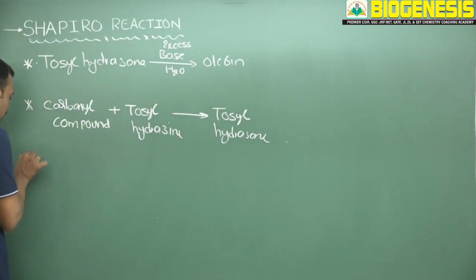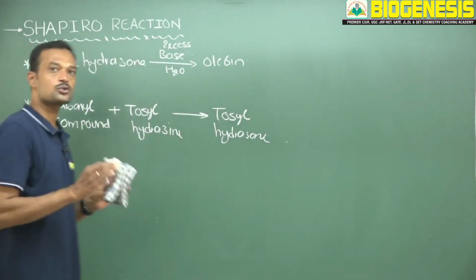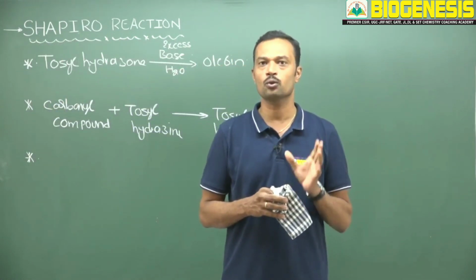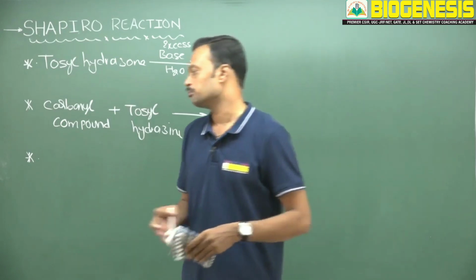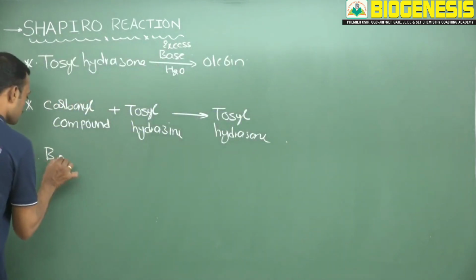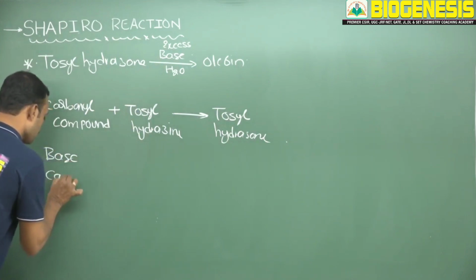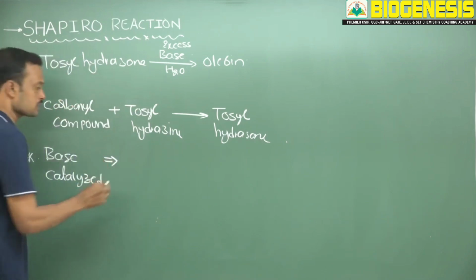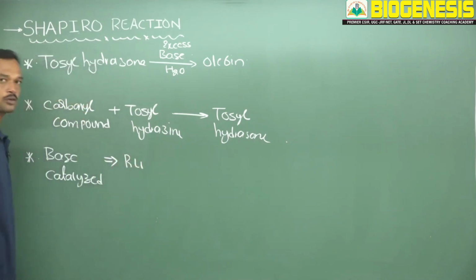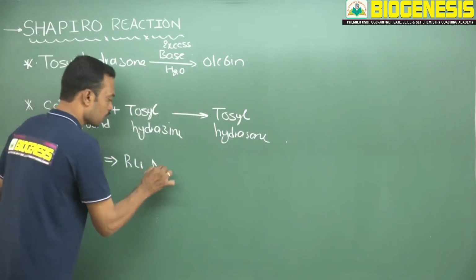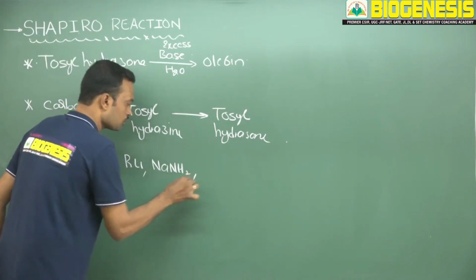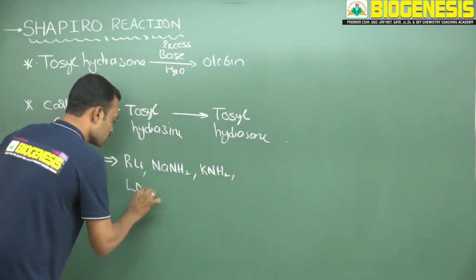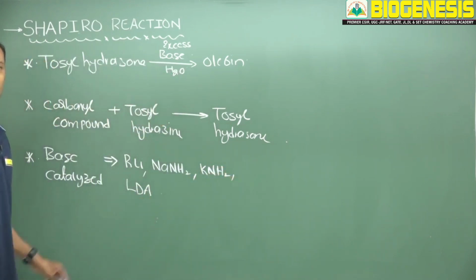And a very important thing is, in this case we are going to use a lithium OMC as a base. We cannot use any Grignard reagent, only lithium OMCs are going to be used as a base. It is completely a base catalyzed reaction. So we can use various bases here. It is alkyl lithium, otherwise aryl lithium also we can use, and we can also use sodamide, potassium amide, and even LDA, lithium diisopropyl amide.